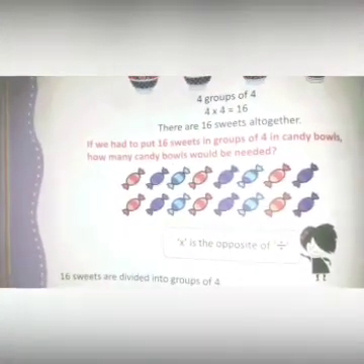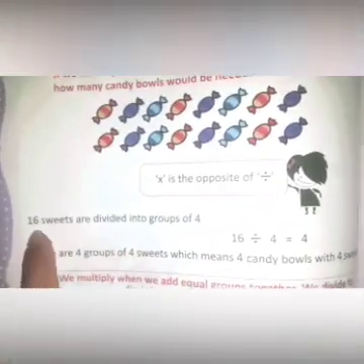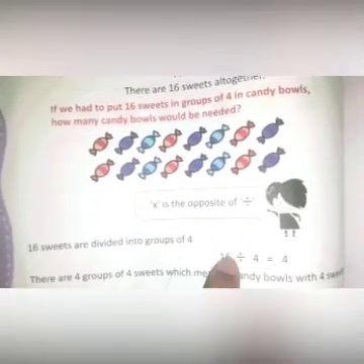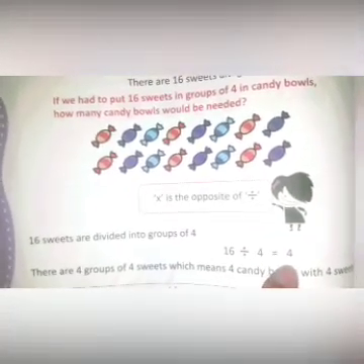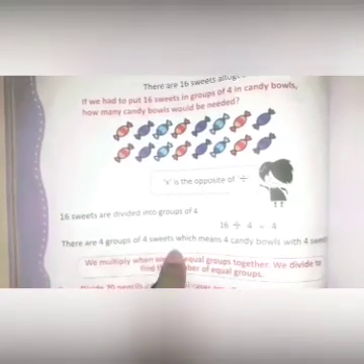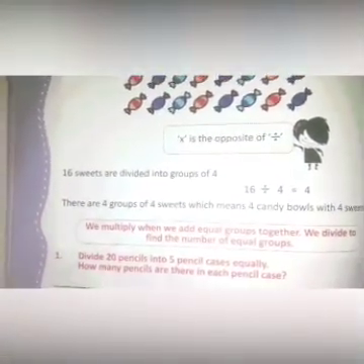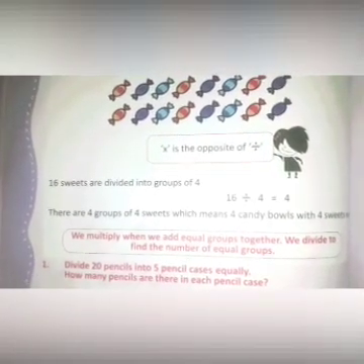So we need 4 bowls and 16 sweets are divided into groups of 4. 16 divided by 4 is equal to 4. 4 4s are 16 and 16 divided by 4 is equal to 4. There are 4 groups of sweets, which means 4 candy bowls with 4 candies each. We multiply when we add equal groups together, and we divide to find the number of equal groups.